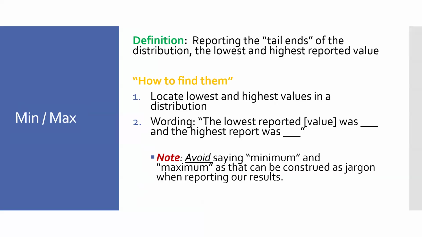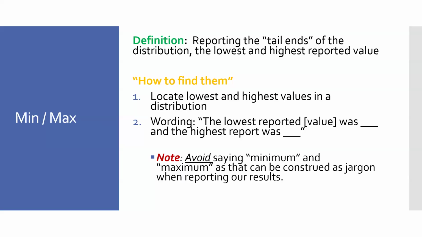Now, reporting the tail ends, that's basically the beginnings of a minimum and maximum. It's basically saying, what is the lowest value we're getting? What's the largest value we're getting? To find them, once we put that stuff in order, just like we did with the median, you just have to have the smallest and the highest value. The lowest reported value is blank, and the highest reported value is blank.